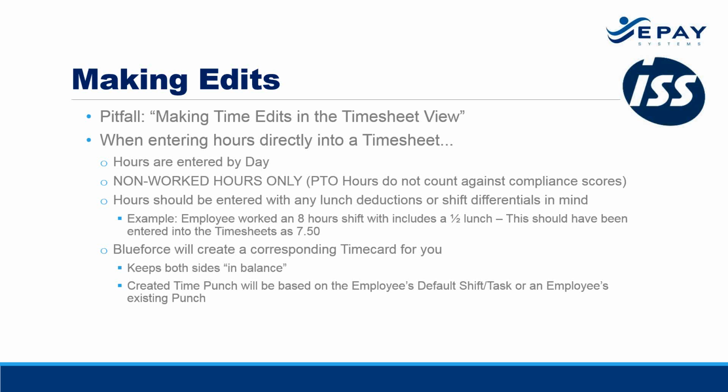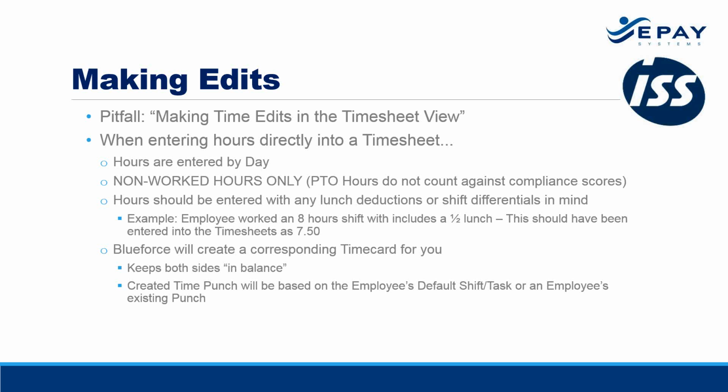Now, keep in mind that whenever you enter any non-work PTO-related hours or any manual job hours into the timesheet view, the system, and system being Blueforce here, is always going to try to keep everything in balance. What I mean by that is it's going to try to keep the timesheet view in balance with the time card view. In the first scenario that I showed about worked hours, the time accumulated and came into the time card view, and then it spilled over into the timesheet side, where it summarized and applied any rules and all that good stuff.